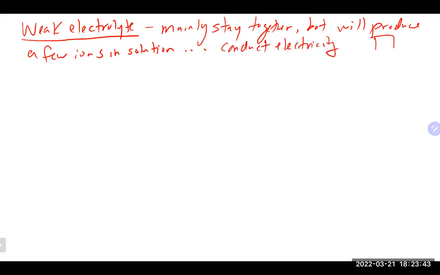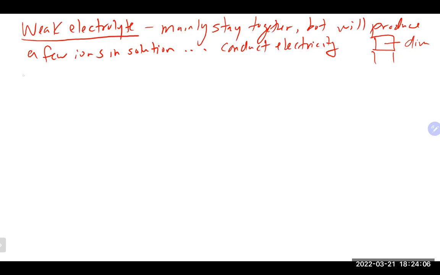Using our example here of our light bulb with our electrodes, if we put it into a weak electrolyte, the light bulb would go on, but it would be dim. So it wouldn't be as bright as what you would see with a strong electrolyte, but it would still turn on. It almost looks like the light bulb's dying. It doesn't turn on very brightly, but it still is able to power up.